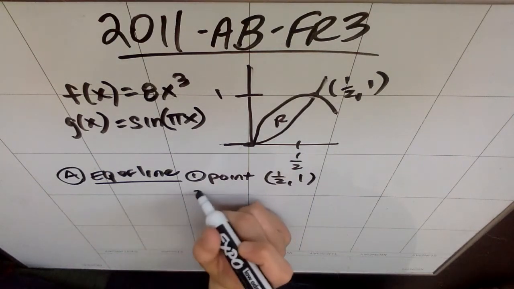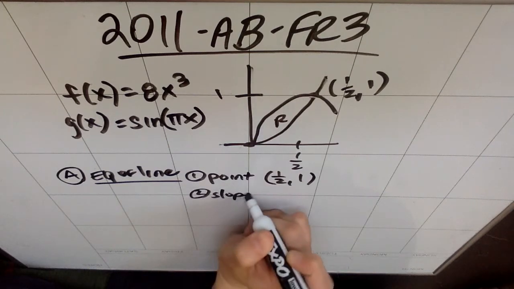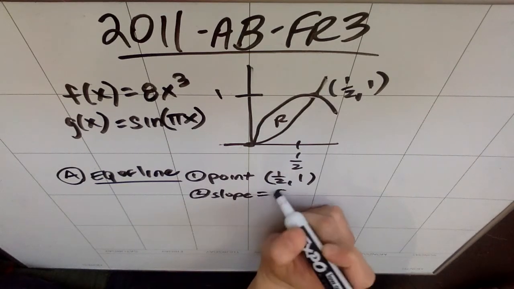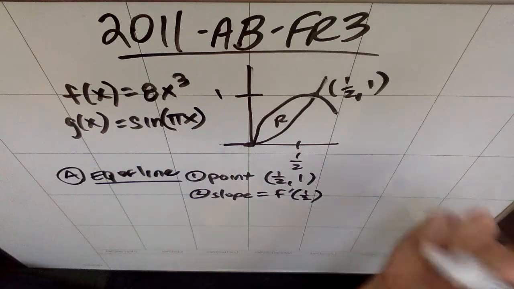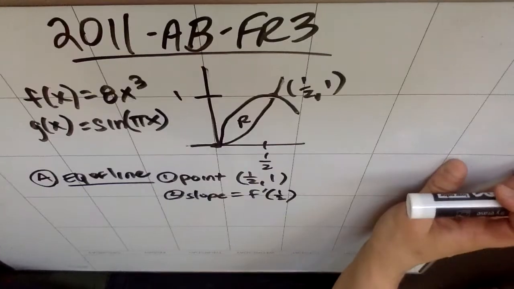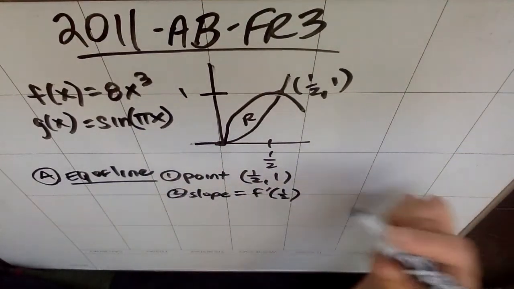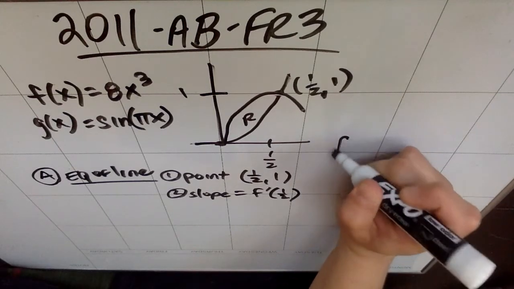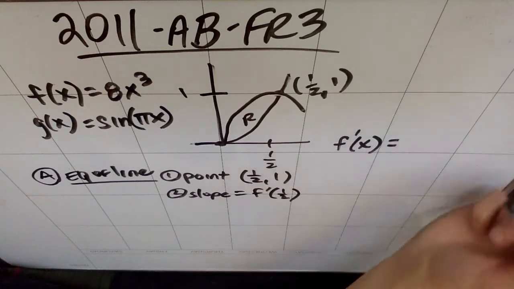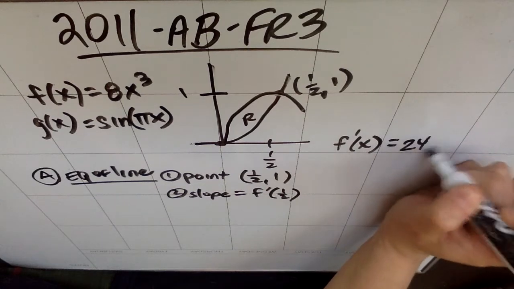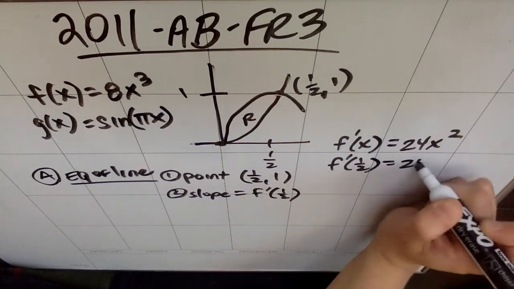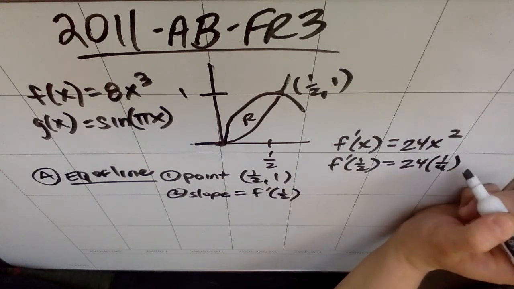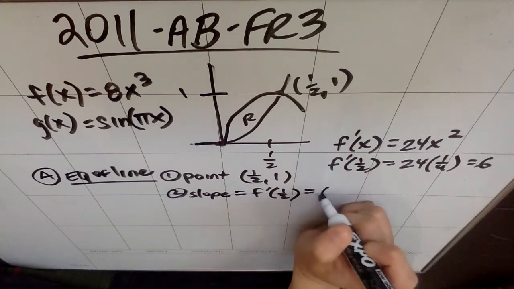The second thing we need is a slope, but when we're talking about tangent slope, what we want is f prime of 1/2. So I need to find f prime, and then I need to plug in 1/2. Somewhere on my paper, I'm going to write that f prime of x is, I drop the 3 down in front to get 24x squared. So f prime of 1/2 should be 24 times 1/2 squared, which is a fourth, which means I get a 6. So my slope is 6.